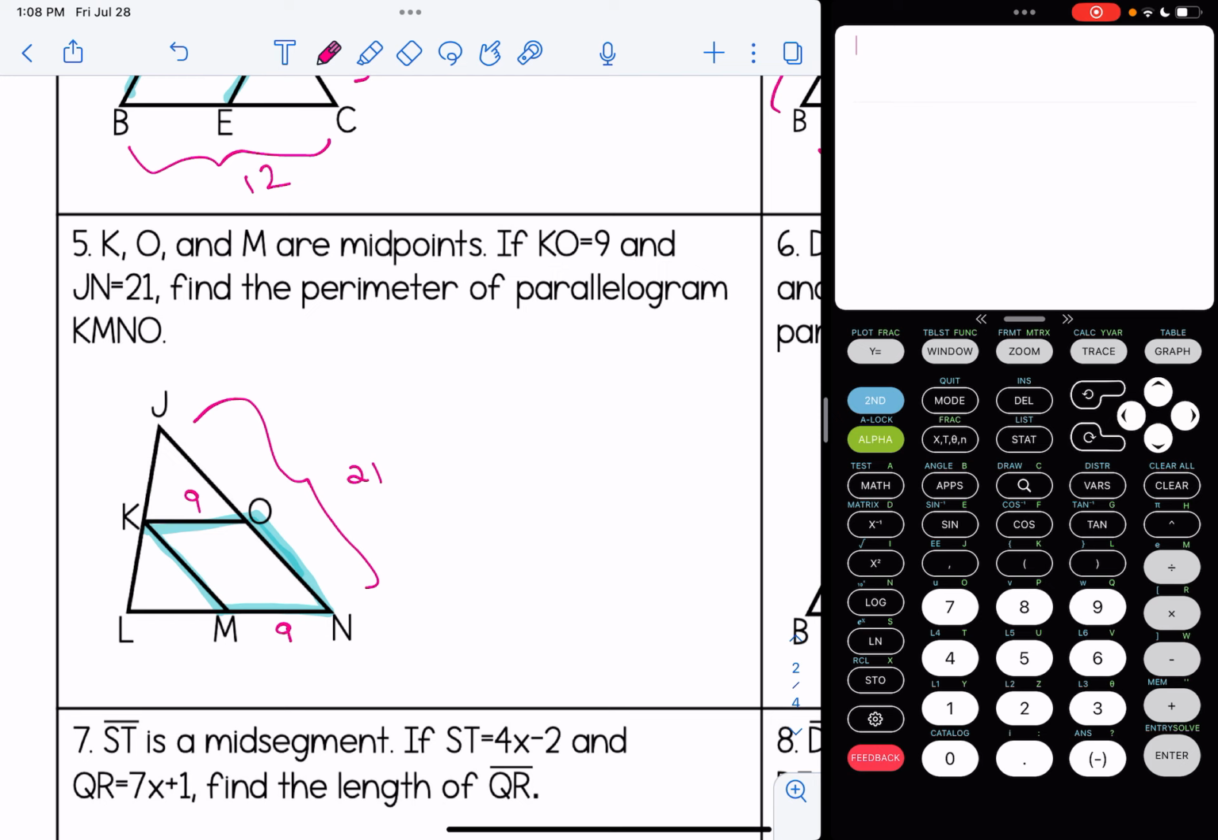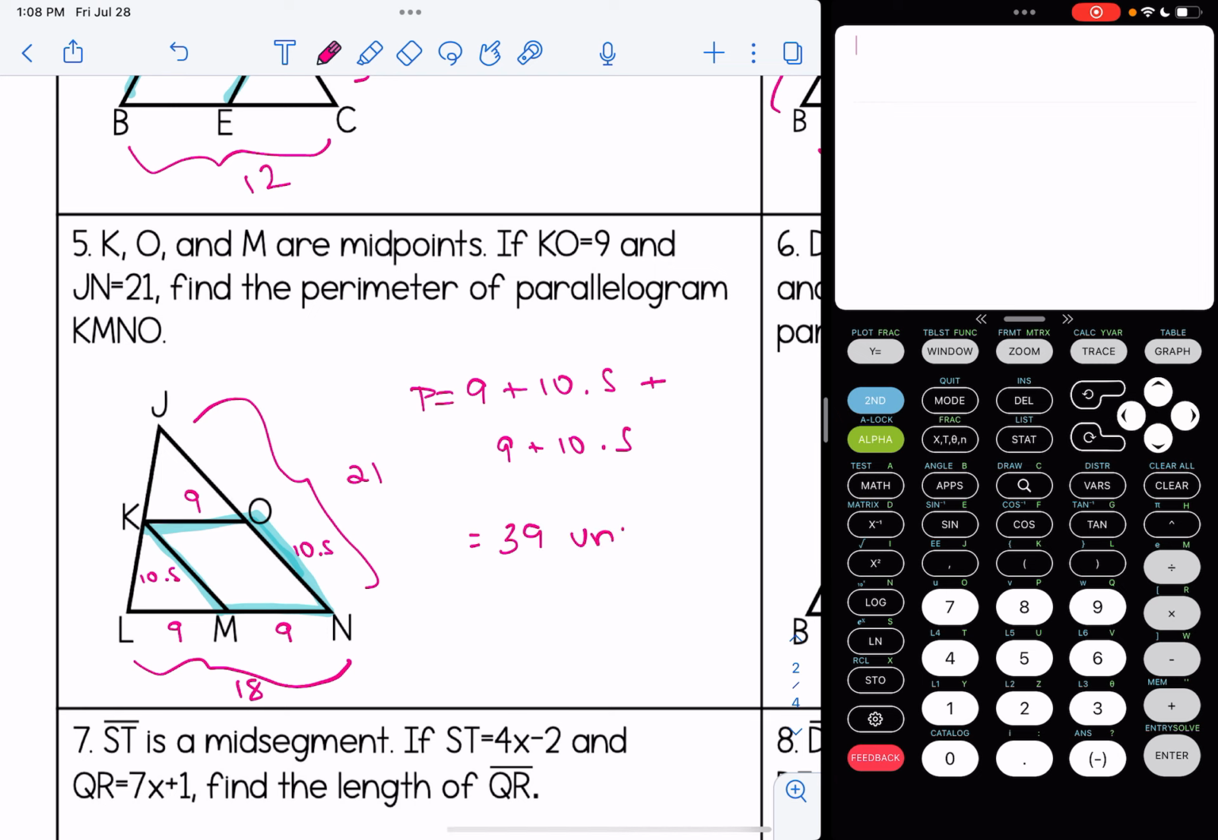I could also have used the fact that this is 18, right? It's got to be double it, and it's split in half. I could have gotten that 9 that way too. If JN is 21, that means ON is 10.5, and KM is going to be the same. So to find our perimeter, I'm going to add 9 and 10.5 and 9 and 10.5, and I'm going to get 39 units as the perimeter of the parallelogram.